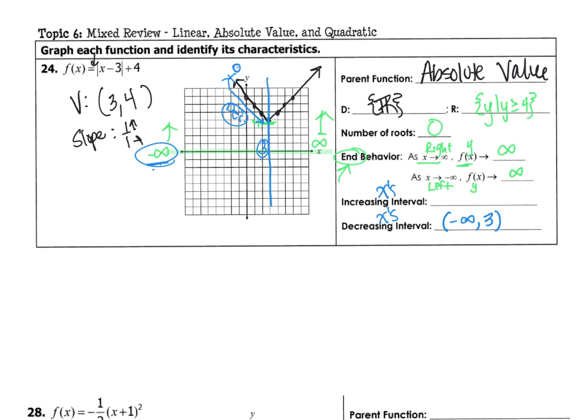Then we have to always start over at the vertex. So I'm kind of drawing him again. And from the vertex to the right forever, which will always be positive infinity, he's walking uphill. That means he's increasing. So from positive 3 for x to positive infinity, he is always increasing or going up.